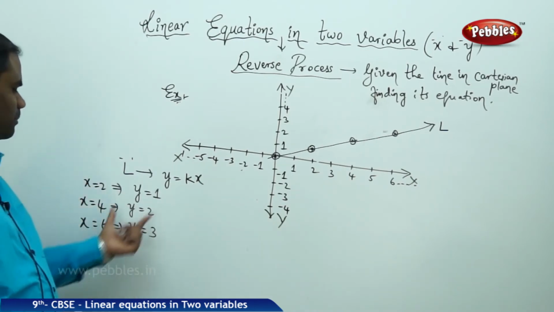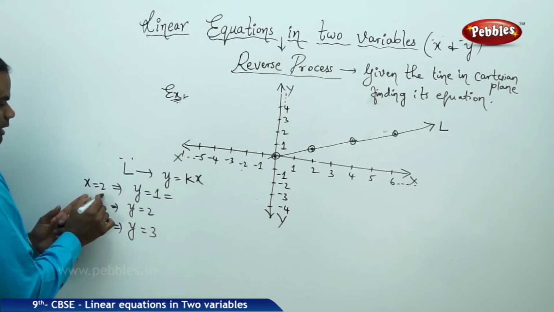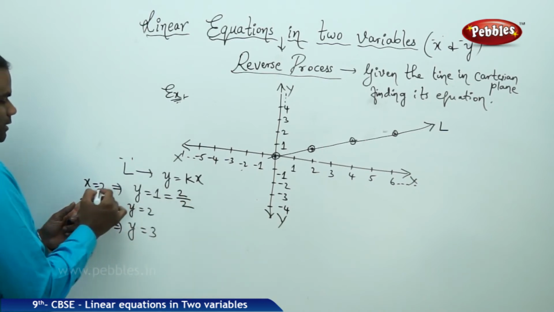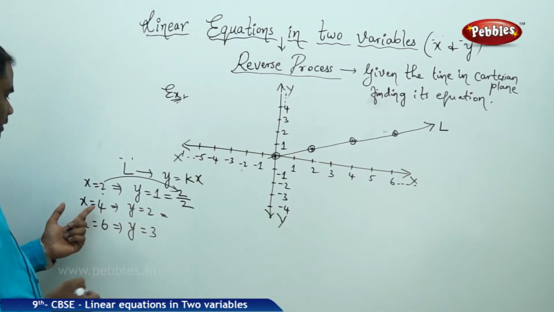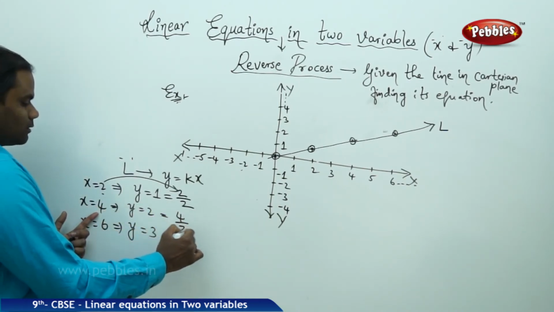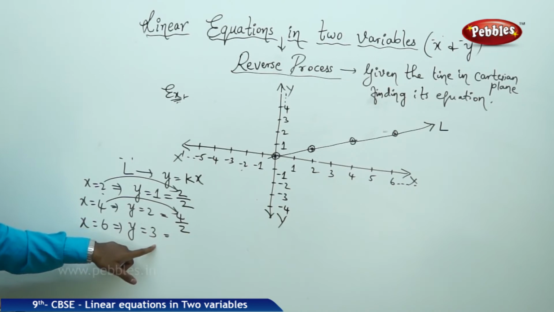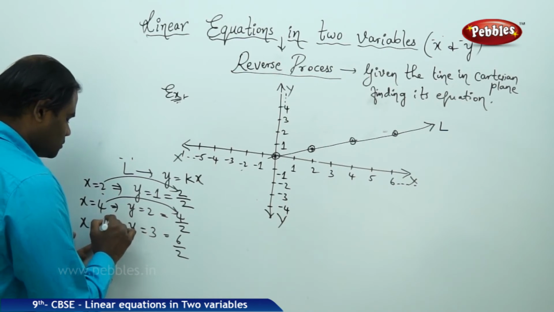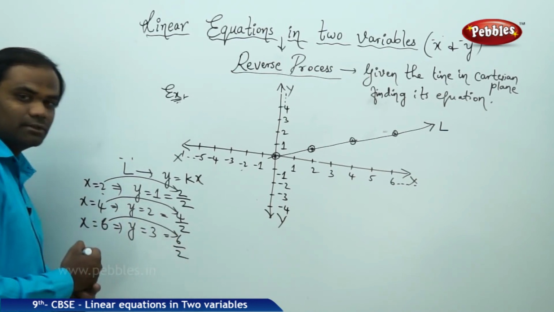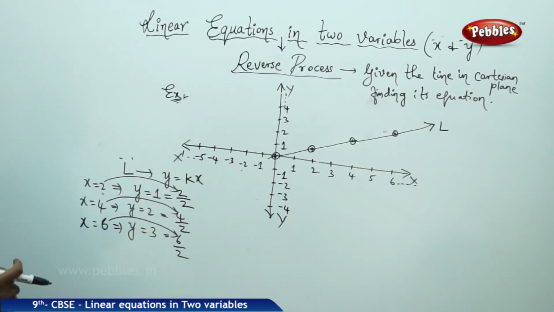So I try to identify a pattern between the x values and the y values. Clearly I see here that 1 is, when I write this in the form, 2 by 2. Similarly, when I have y equal to 2, indirectly it is nothing but 4 by 2. So this 4 comes into the numerator. Similarly, when I have y equal to 3, obtained from the third point, it is nothing but 6 by 2. Clearly we see that every y value is half of the x value.